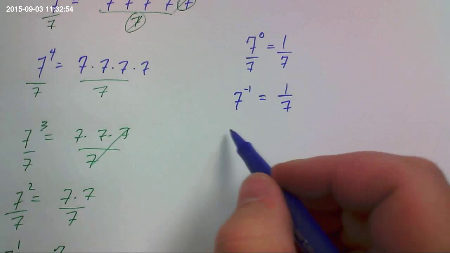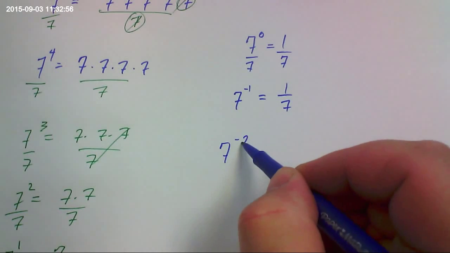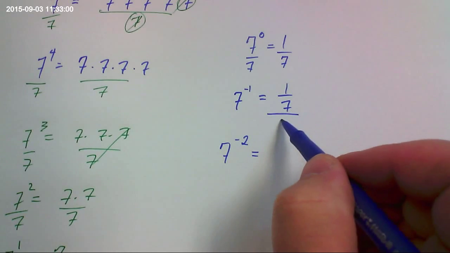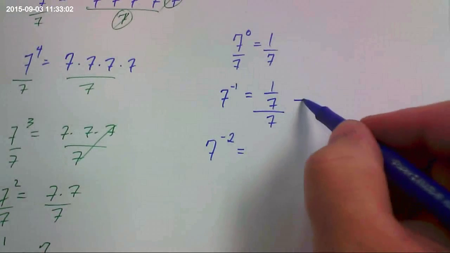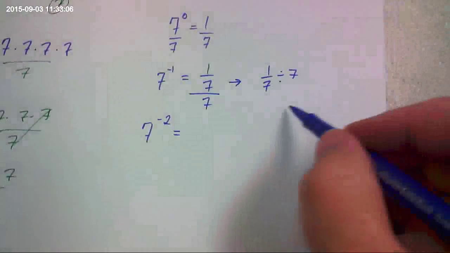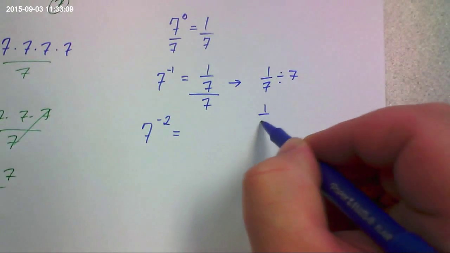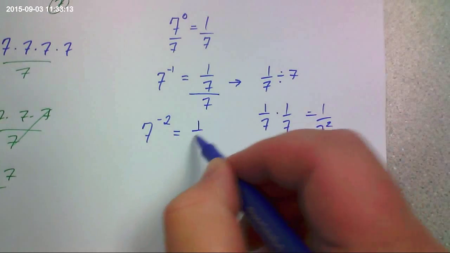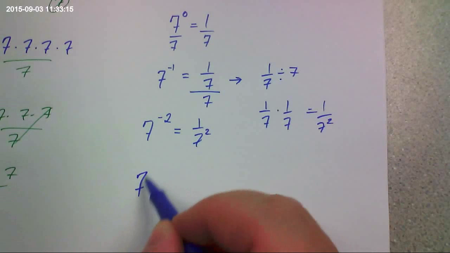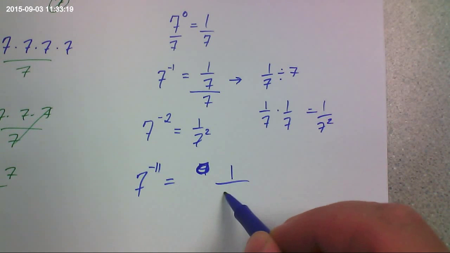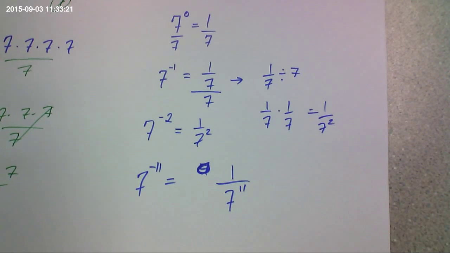And if you wanted to do that again, 7 to the negative 2, if you divided this by 7, which if we wrote it the same way, it's really ugly, but this is 1/7 divided by 7, and the way you divide is to multiply by the reciprocal. You see? 1 over 7 squared. So 7 to the negative 11th power would be 1 over 7 to the 11th power.